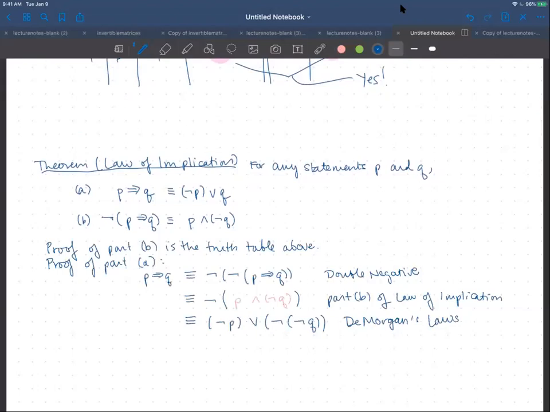And then we can use the law of the double negative again. So the not P stands alone, and this not Q becomes a Q. And we're done. We've gotten to the statement that we were hoping to get to. So that's the end of this little proof.